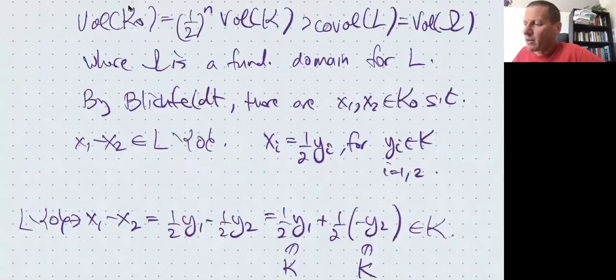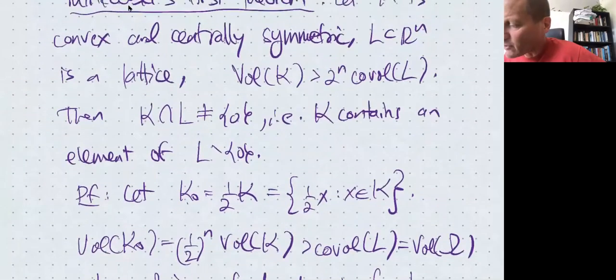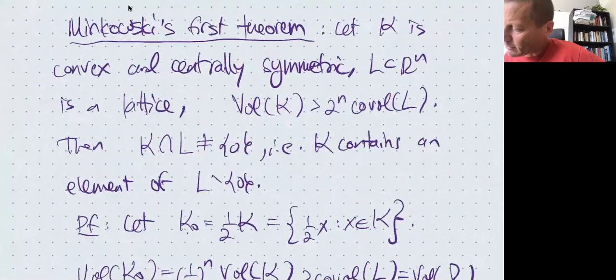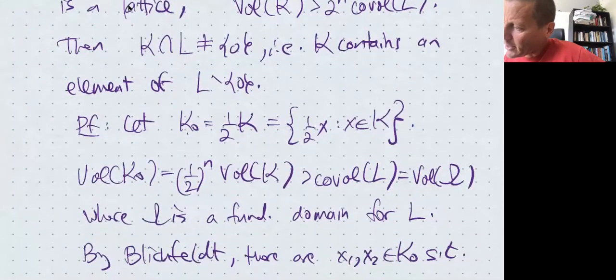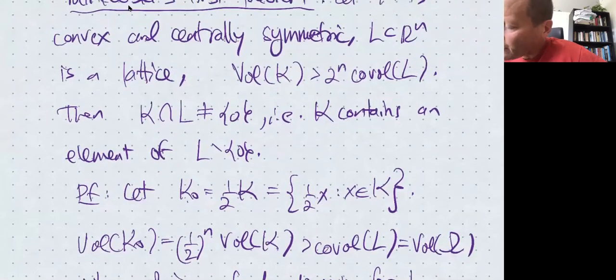Let's just say one thing about it. The only thing I want to say generally about this is that the condition is tight. So if you look at this condition, you might ask, can we change this constant? And I'm claiming that you can't change the constant, and the standard example here is the integer lattice and a cube. And you take the cube to be an open cube.